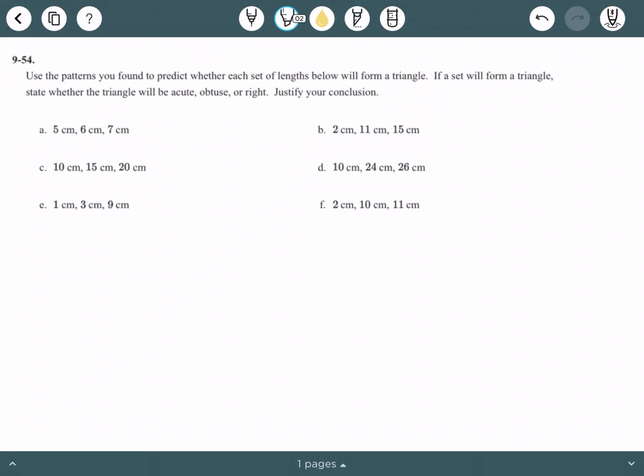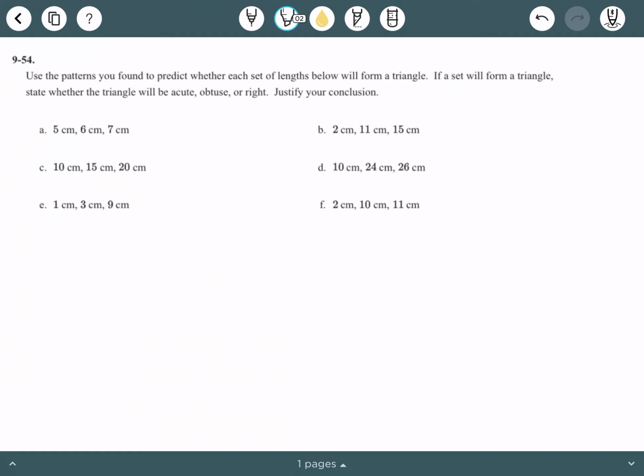Problem 954, use the patterns you found to predict whether each set of lengths below will form a triangle. If a set will form a triangle, state whether the triangle will be acute, obtuse, or right. Justify your conclusion. All right, A gives us a few side lengths here. So we have 5, 6, and 7.